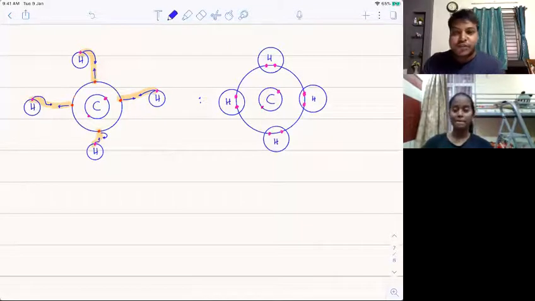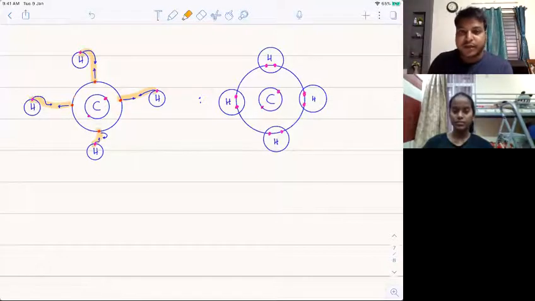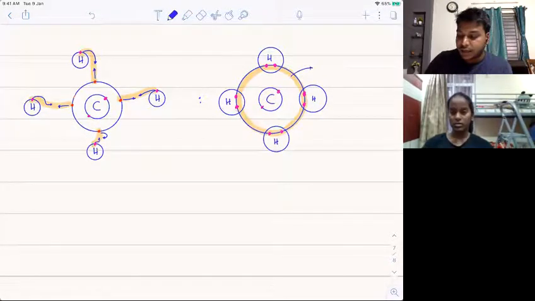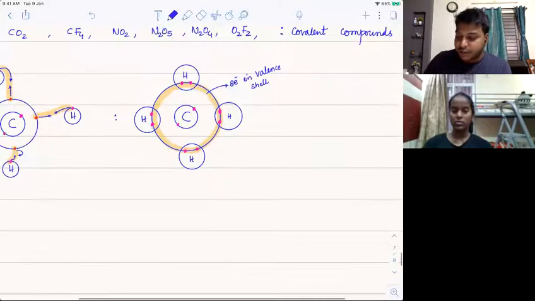So both of them are sharing with each other. Now count the total number of electrons in carbon. If you see 2, then 2, then another 2, another 2. So how many are we getting? 8 electrons. So in the valence shell, it has got 8 electrons. Which means it is an octet complete configuration.